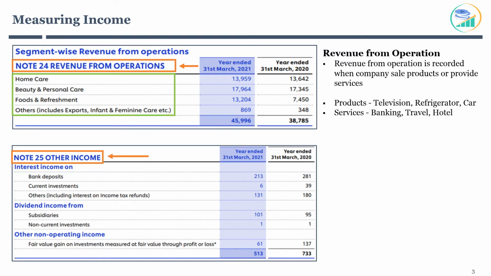Note 25 provides details of other income. Other income is generated through activities apart from the company's core business. It includes income generated by various sources.